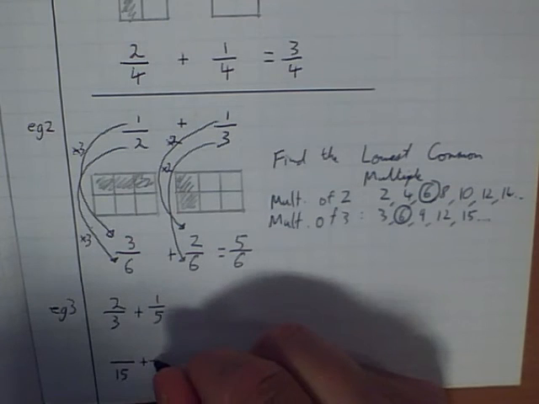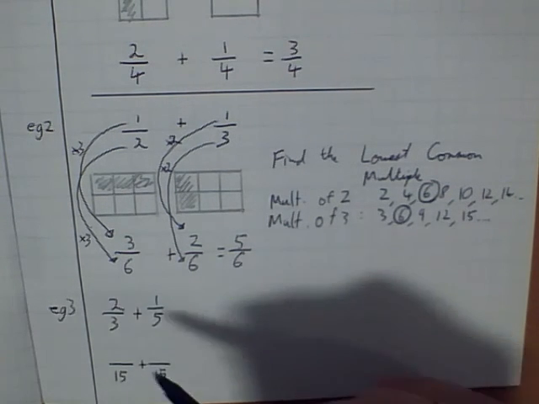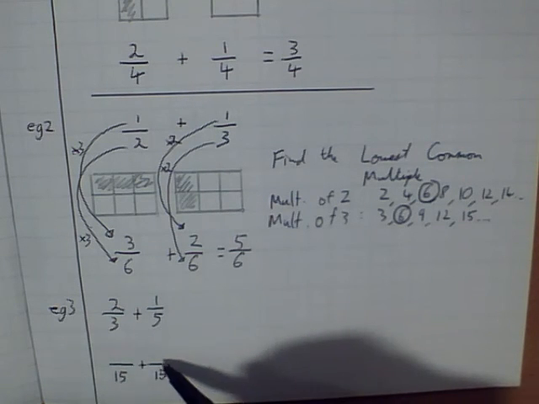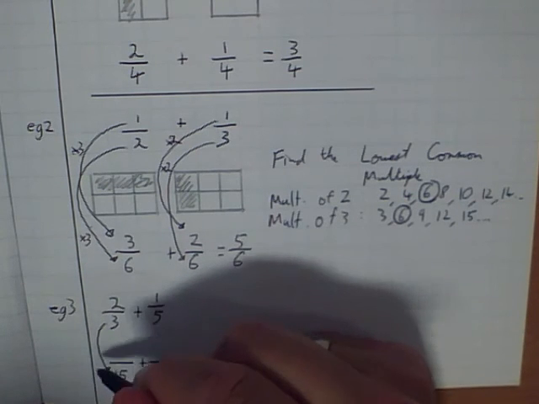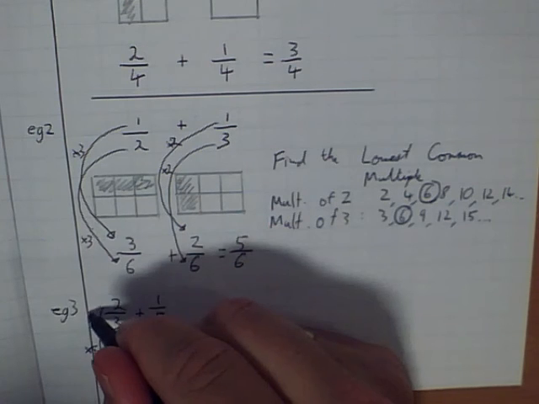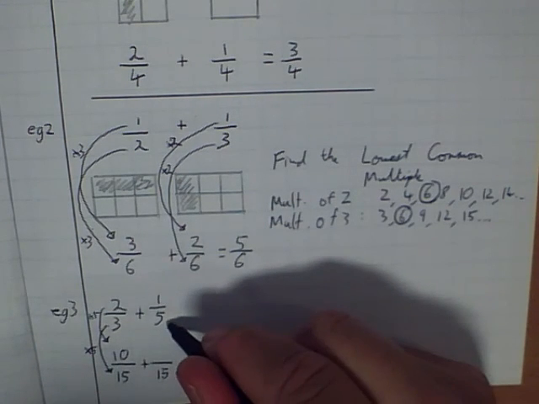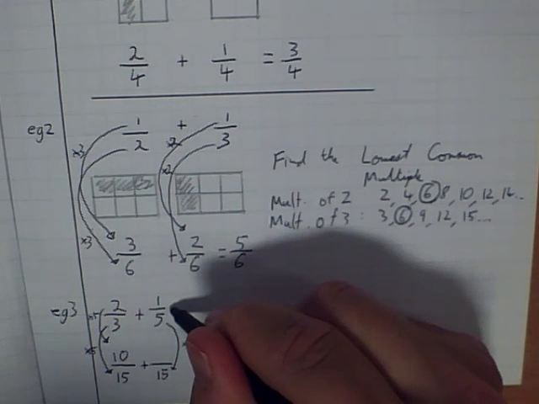Now what did I have to times the 3 by? I had to times by 5. So the top will have to be times by 5. So 2/3 is the same as 10 out of 15. What did I times that one by? By 3. 5 times 3 is 15, so the top has to be times by the same amount to keep the fraction equivalent, so it's 3/15. So in total, my answer is 13/15.